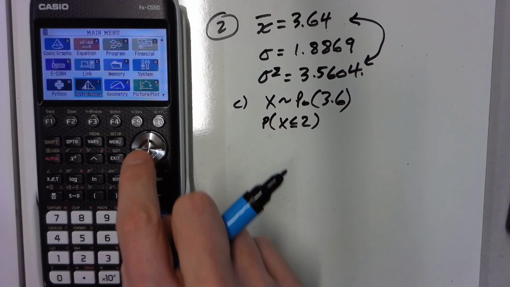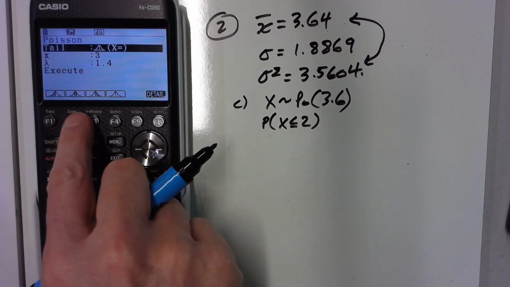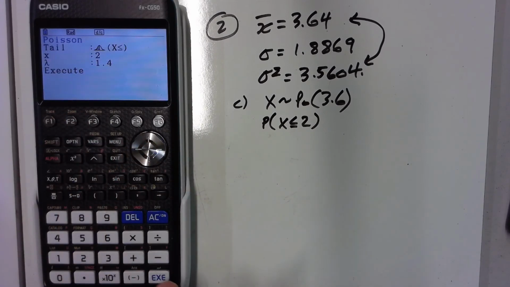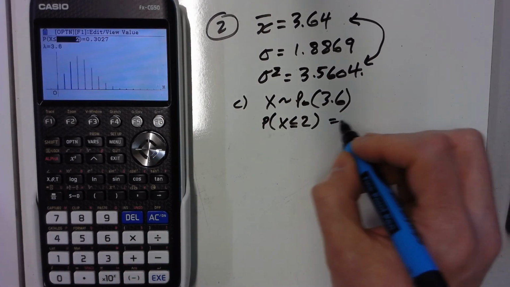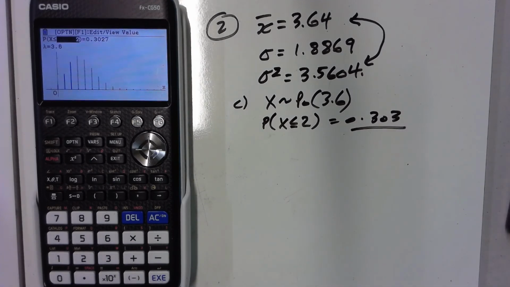Menu into the distribution menu now. The Poisson, no more than 2 with a mean of 3.6. So that looks like 0.303.